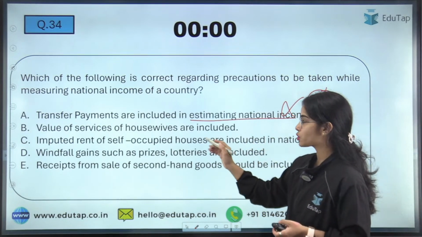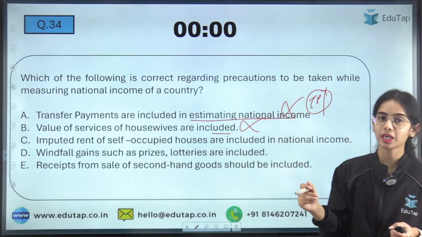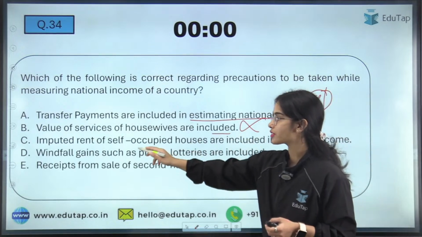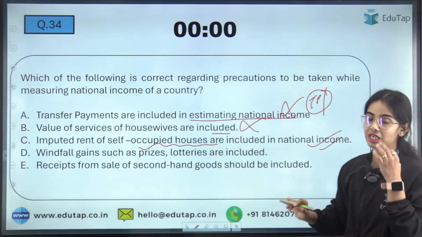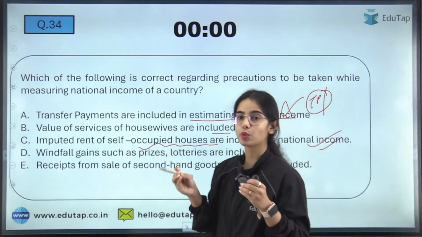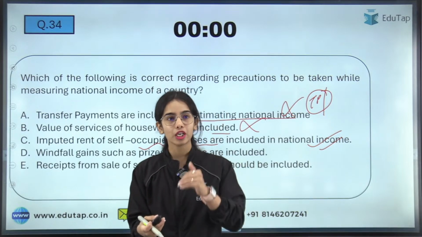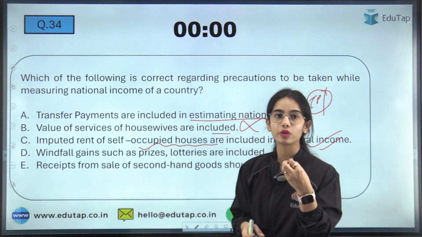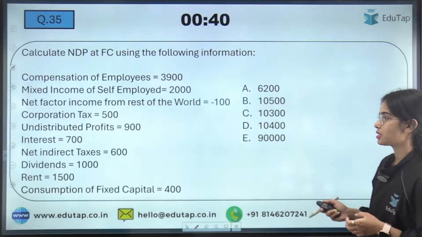Is the value of services of housewives included in national income? No, the value of housewives' services is not included in national income. Imputed rent of self-occupied houses is included in national income. So the C statement is correct. Only the imputed rent, or whatever you are producing for self-consumption, is included in national income, but the value of services of housewives and mothers is not included. So C is the answer here.